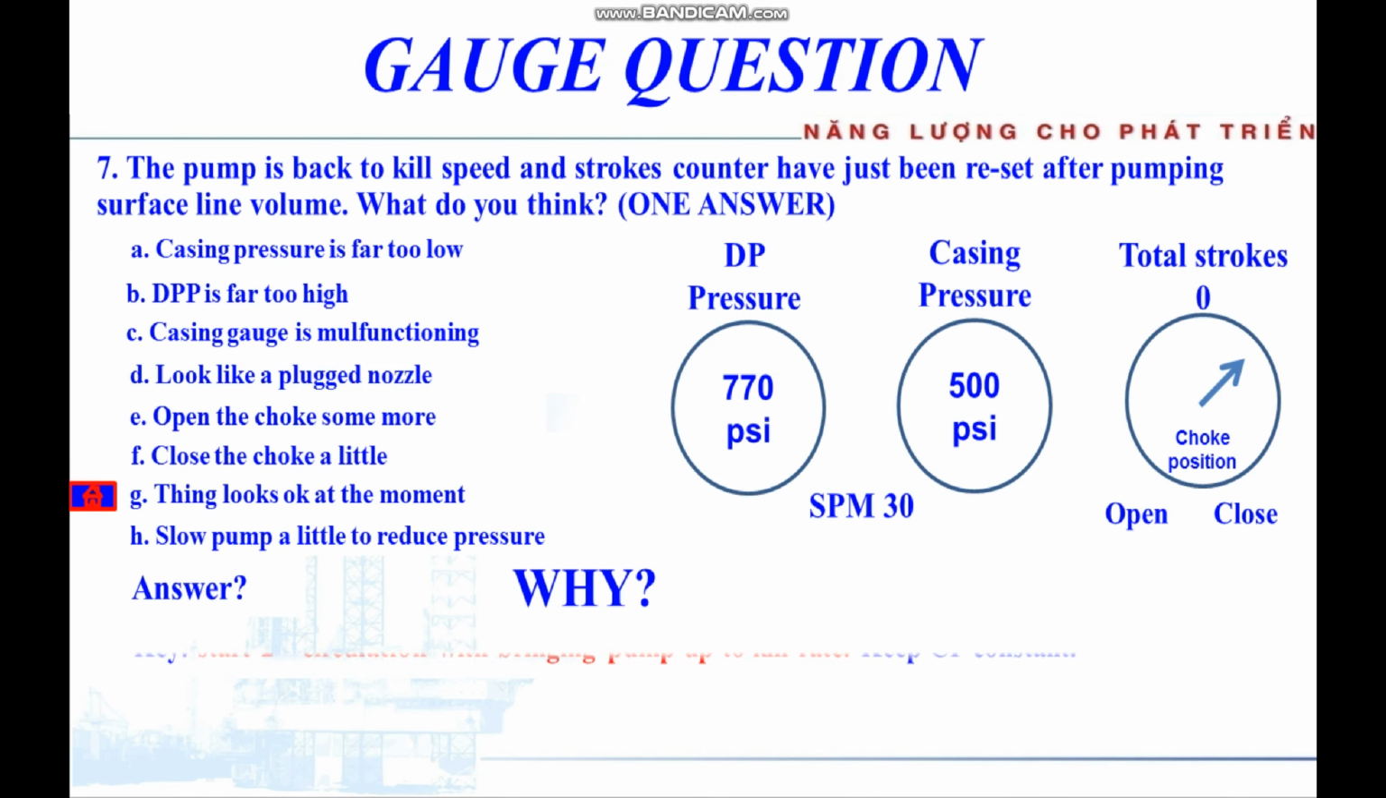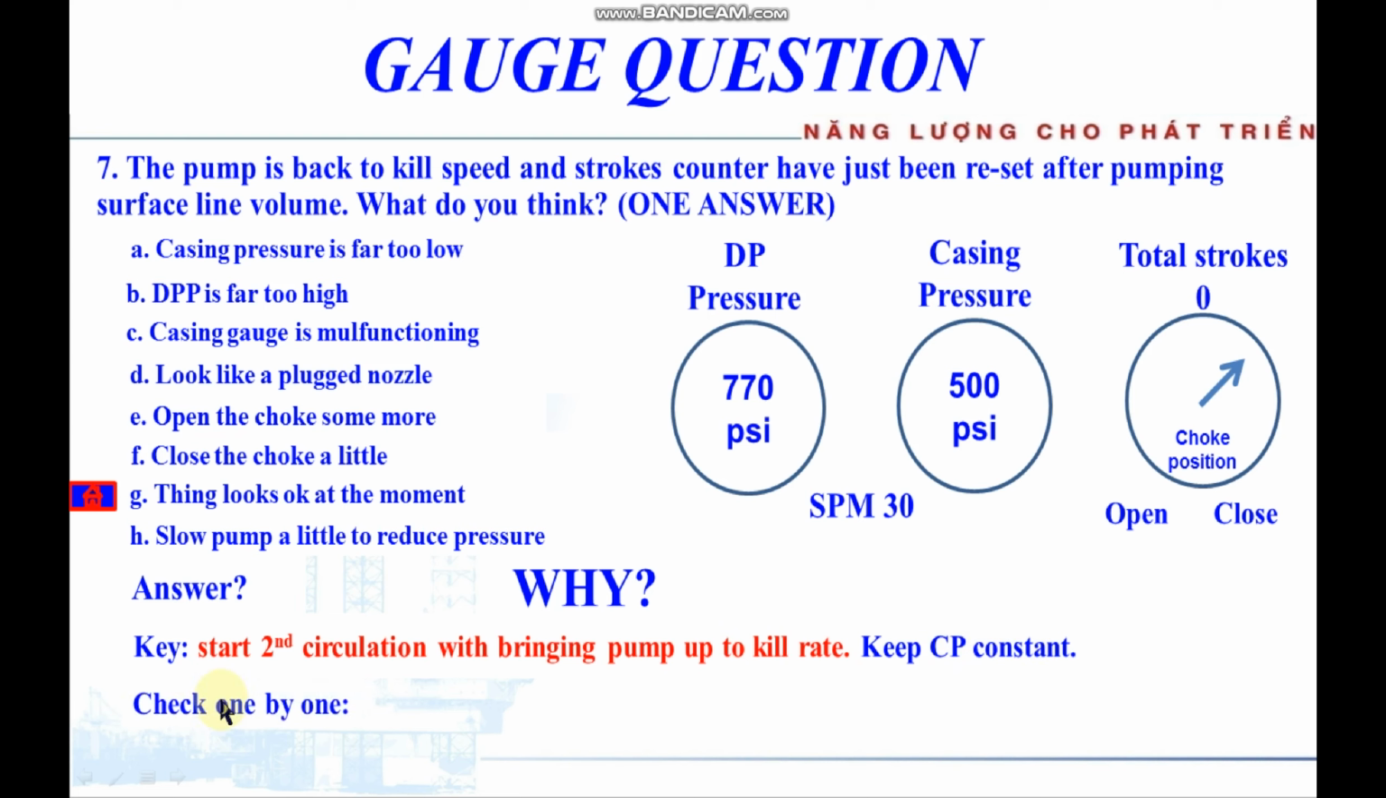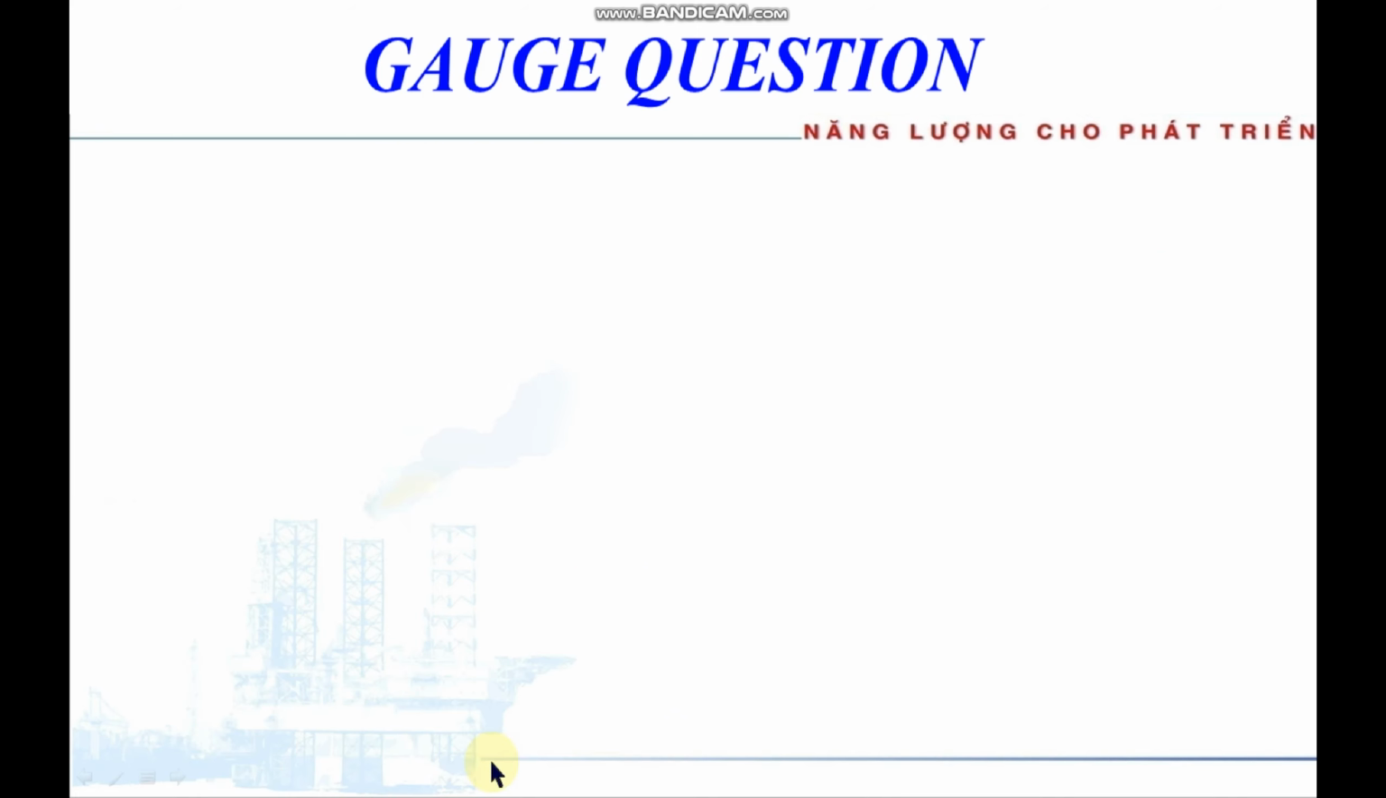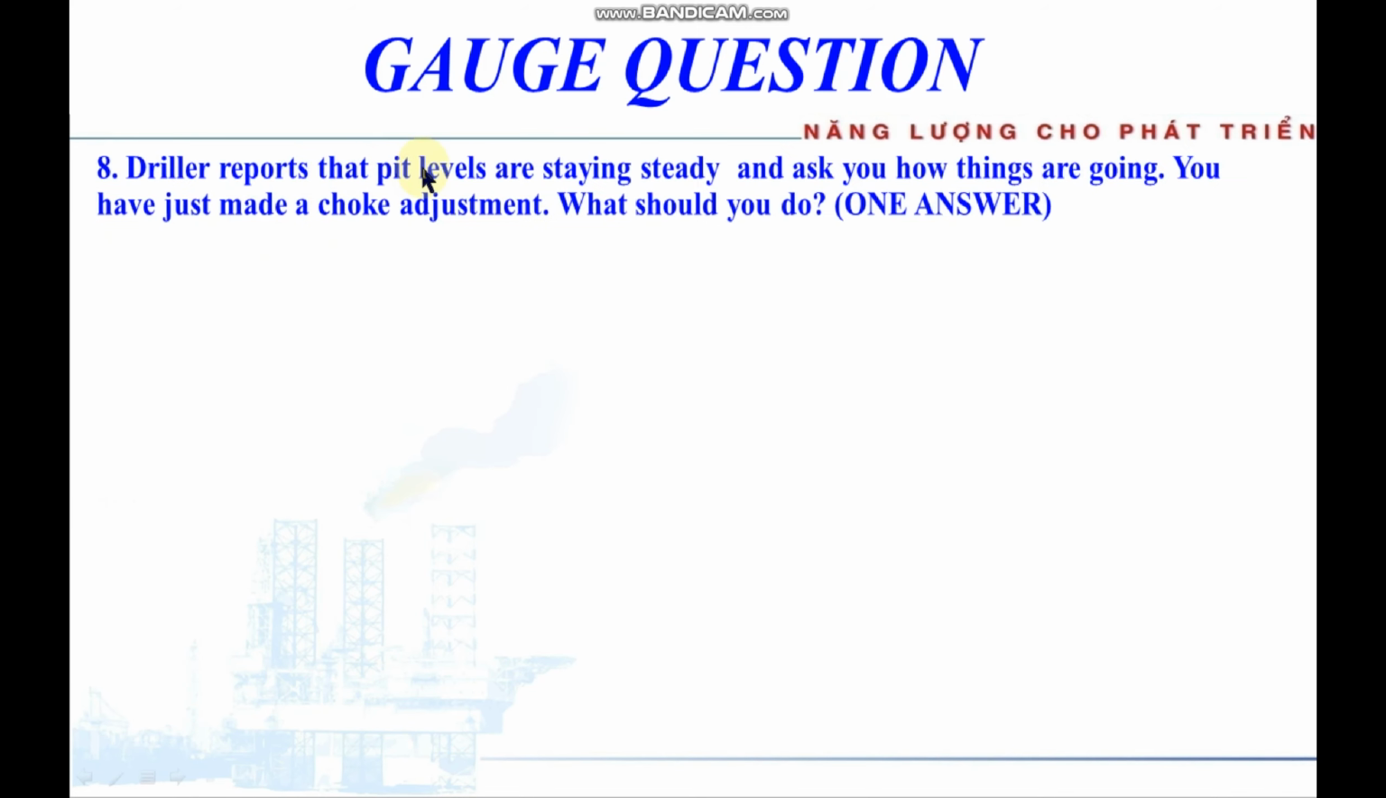Okay, now start the second circulation by bringing the pump up to kill rate. Keep casing pressure constant. Check one by one. SPM 30, okay. Drill pipe pressure 770, the same as ICP, that's okay. Casing pressure 500 PSI, kept constant, that's okay.